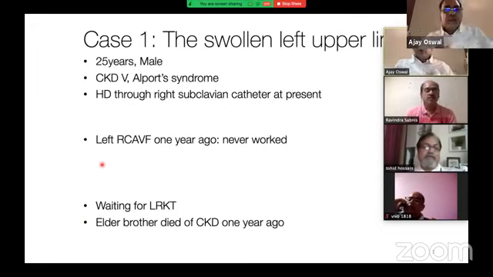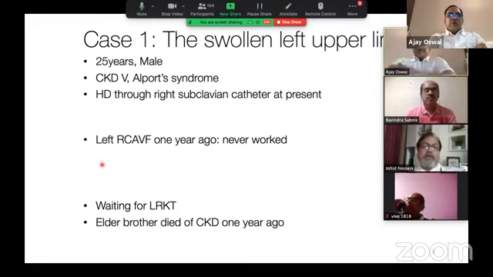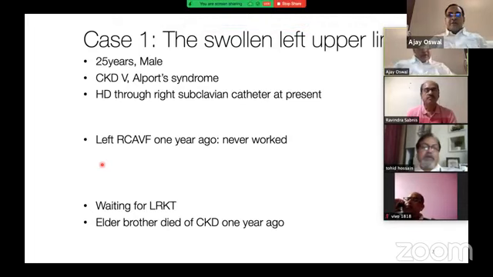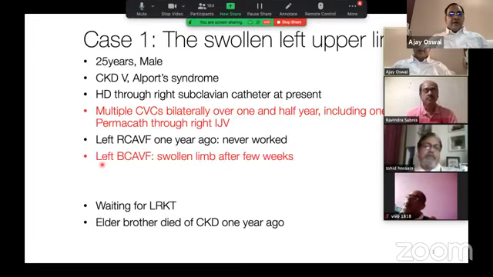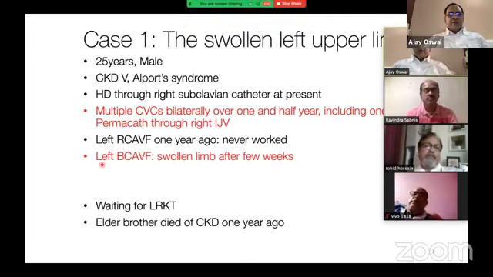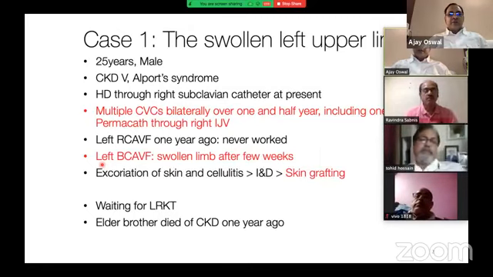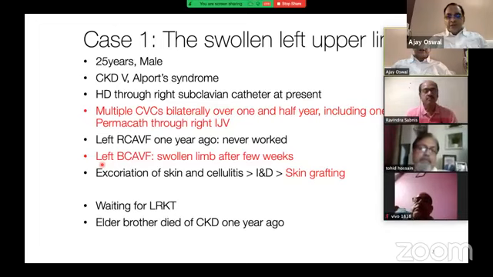So this is a 25-year-old male who has a swollen left upper limb. The salient points in history are multiple central venous catheters bilaterally over 1.5 years, including one permacath through the right IJV. He had a left brachiocephalic AV fistula, side to side, after which the limb got swollen after a few weeks. Excoriation of skin and cellulitis led to incision and drainage, leading to skin grafting.